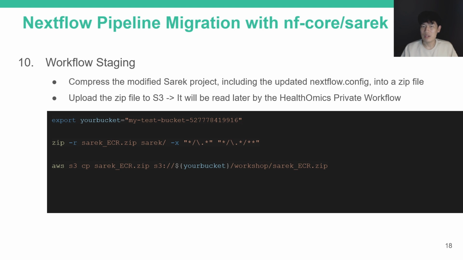Now it's time to compress the modified Sarek workflow. First, let's declare the name of the bucket. I pre-made a bucket with the name my-tasks-a-bucket-5277 and numbers, and exported this name as a variable. Next, since the Sarek we were working on is compatible with ECR, I'm going to name the zip file sarek_ecr.zip. And then we're going to copy the zip file to the S3 bucket with the aws s3 cp command.